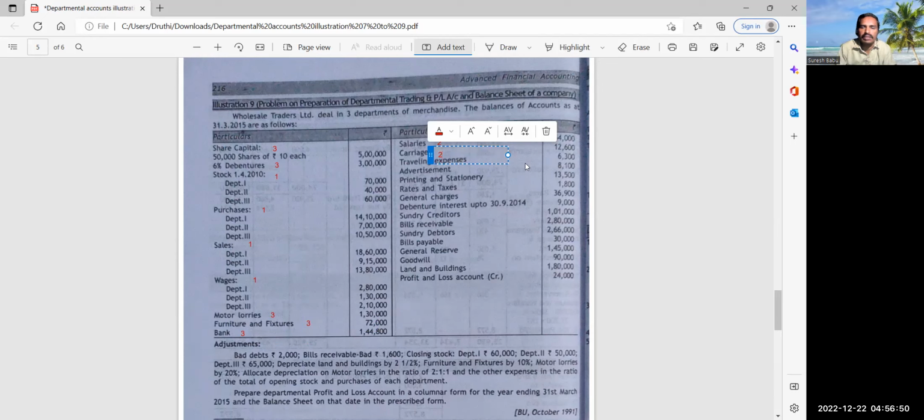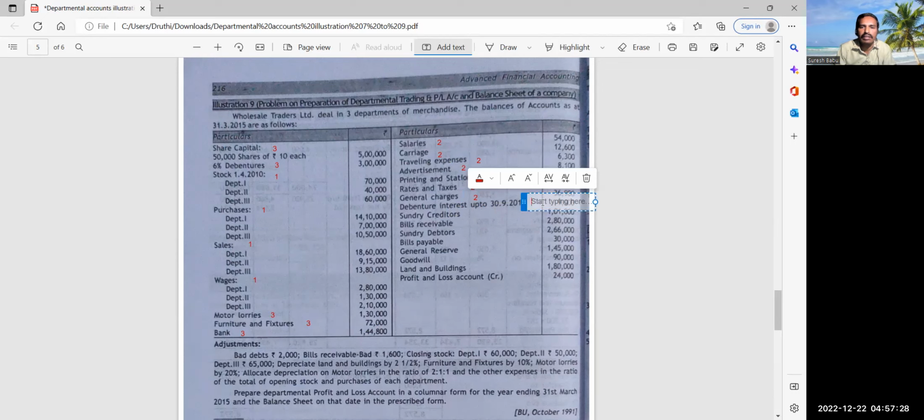Then traveling expenses you have been given. So traveling expenses 2, that is profit and loss account. Then advertisement 2, that is profit and loss account. It has to appear. Printing and stationery 2, profit and loss account. Then rates and taxes, again 2, profit and loss account. Then there are general charges 2, correct? You have to mark like this. If you mark while posting, it becomes very, very easy for you.